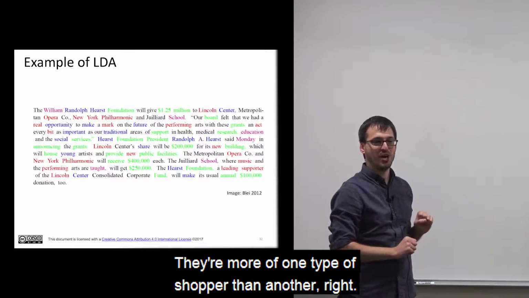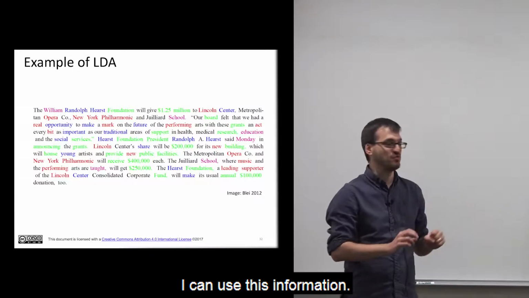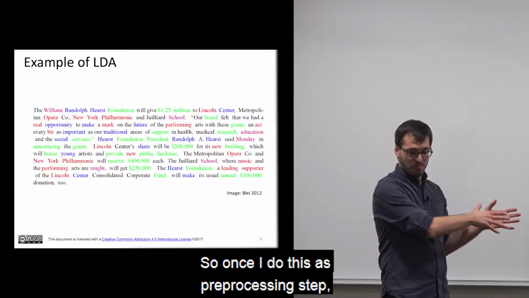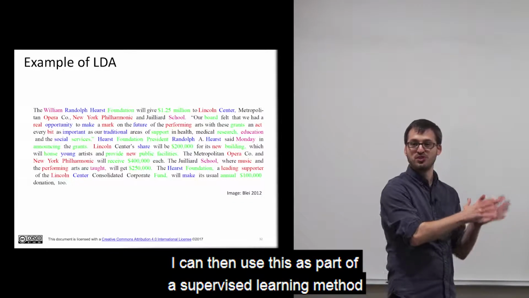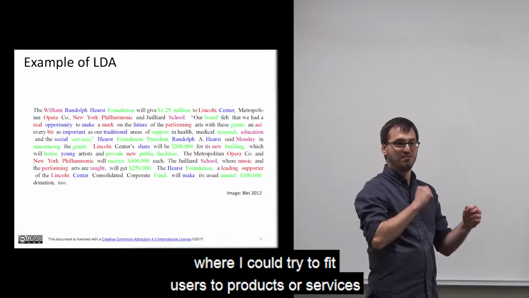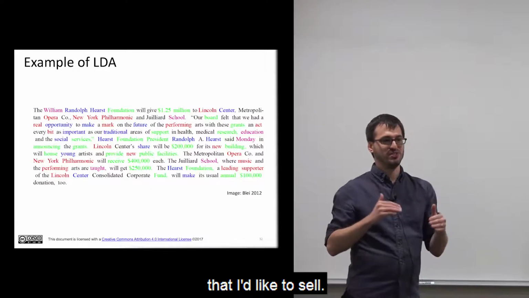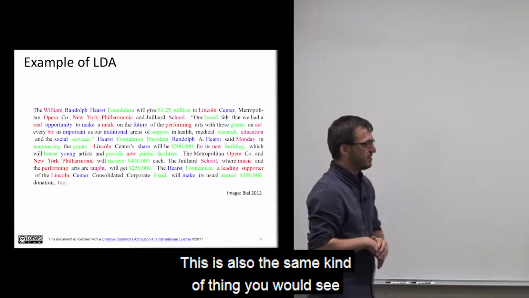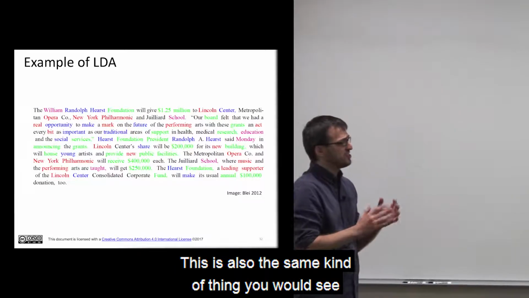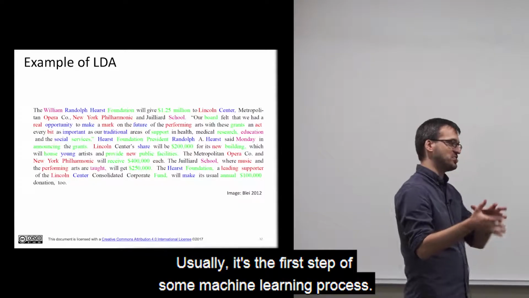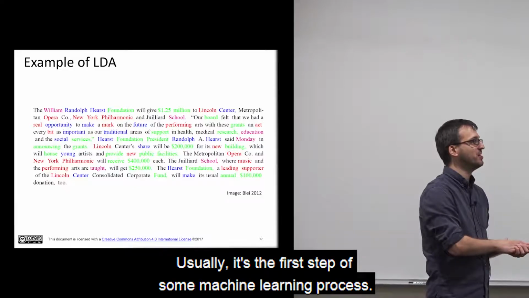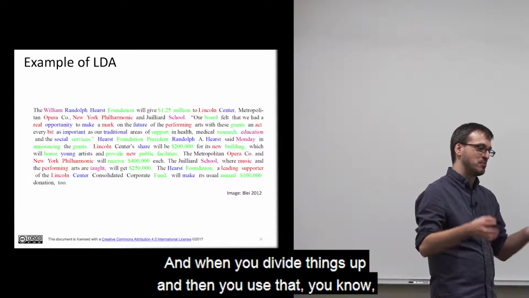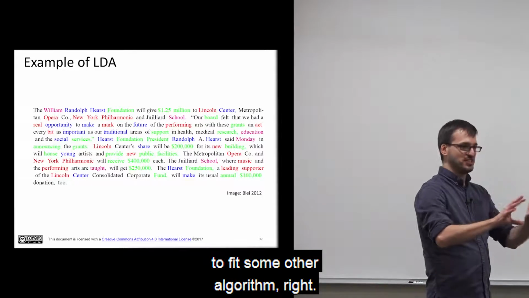they're more of one type of shopper than another. I can use this information. Once I do this as a pre-processing step, I can then use it as part of a supervised learning method to try to fit users to products or services that I'd like to sell. This is also the same kind of thing you would see with clustering. Usually it's the first step of some machine learning process, where you divide things up and then use that to fit some other algorithm.